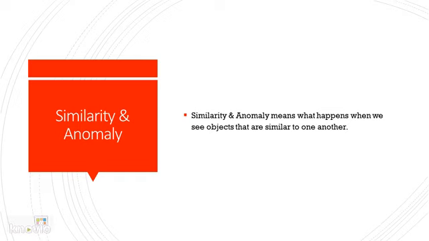Similarity and anomaly. Similarity and anomaly means what happens when we see objects that are similar to one another. The icons used for the pictograph use similarity and anomaly, as the icons are all the same but the colors are different, making the difference more noticeable. Since red is usually perceived as a bad color, the obese animals were represented as red.